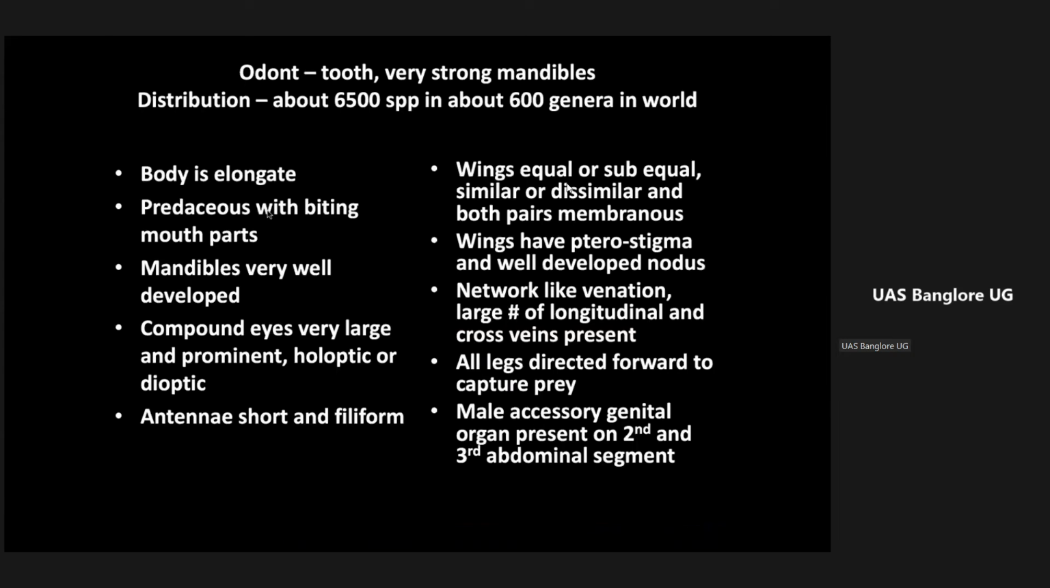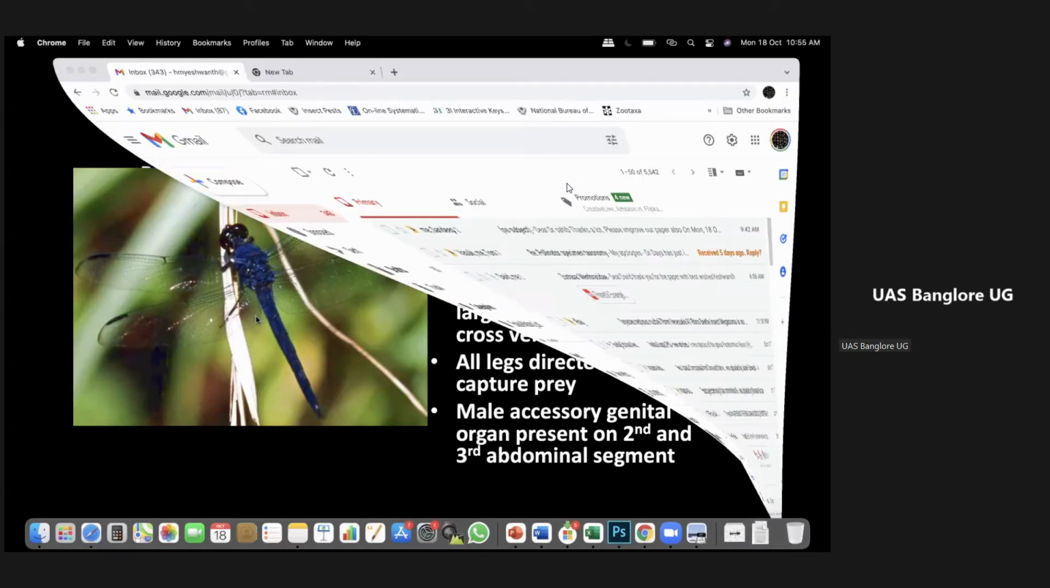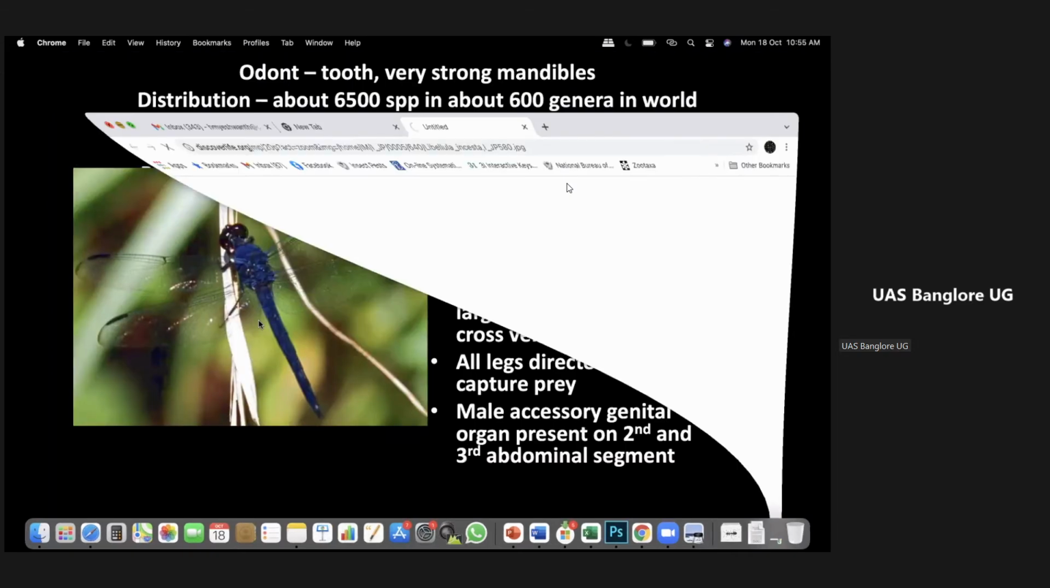Okay, then there are two suborders. Before that, let us understand what is Odonata. Odonata means tooth. Odonto means tooth and very strong mandibles. They have very, very strong mandibles. Because of that, we call them Odonata. Odonto means teeth. Then distribution: in the entire world there are more than 6,500 species.